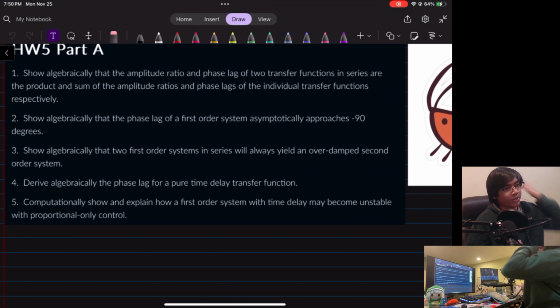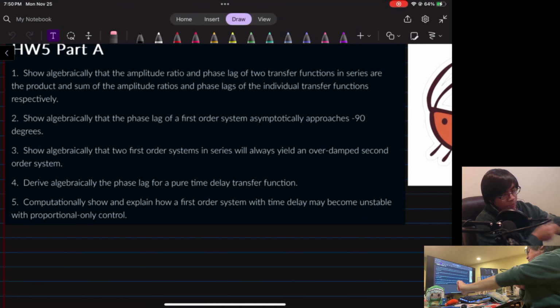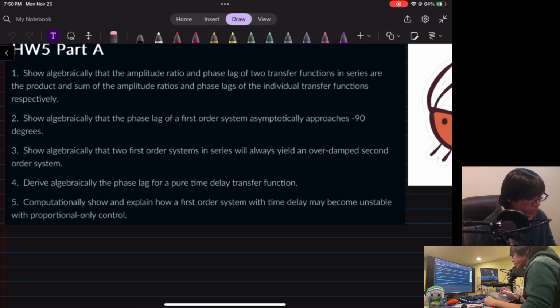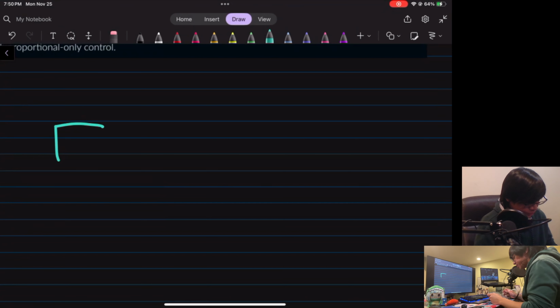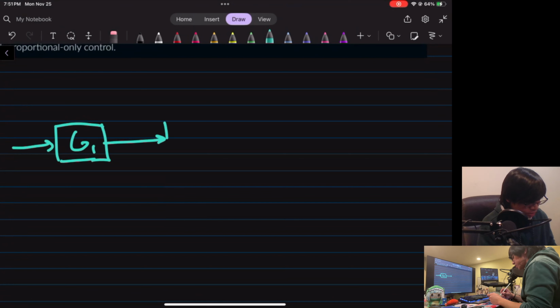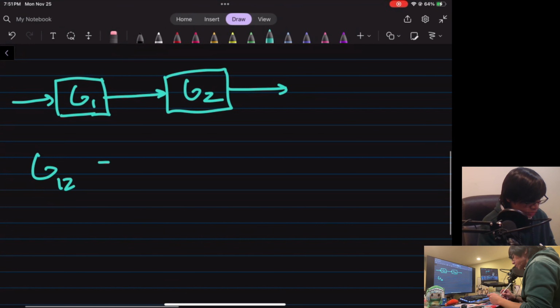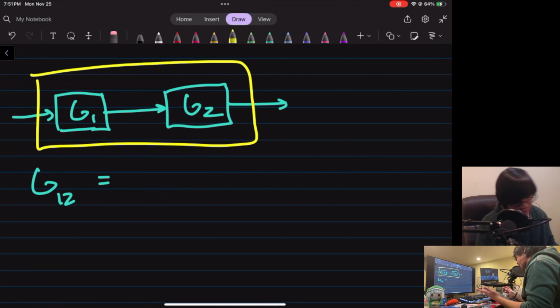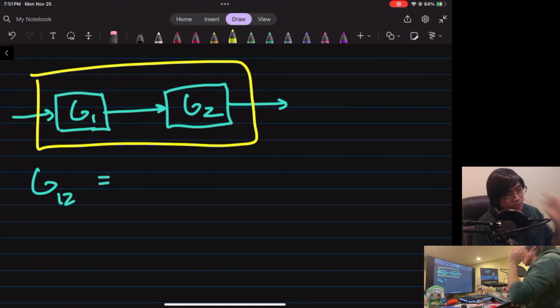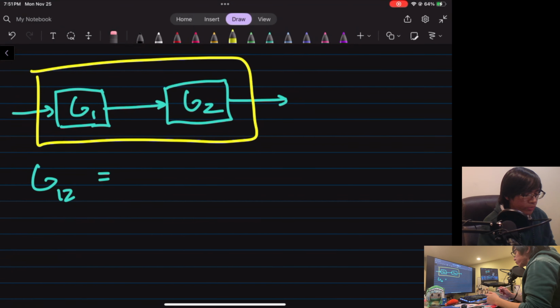I kind of simplified everything, just read off the problem statement, but let's go into it. So we have our normal transfer functions, as we know. We can do this in block diagram algebra, so G1 into G2. And something like G12, the product of those two, is the transfer function of the system of two transfer functions in series. It would just be the product, as we've done in the past.